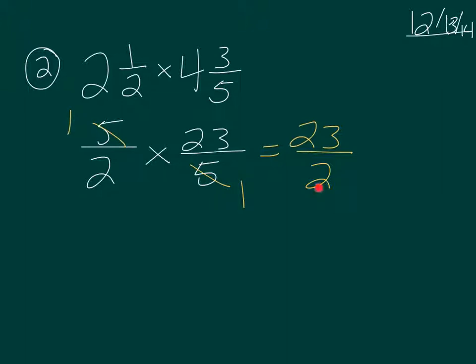Now we got to think, how many times will 2 go into 23? Now 2 goes into 22 11 times. Ooh, it's a little less than what I thought it'd be. 11 times, and we'd have a remainder of 1, so it would be 11 1/2.